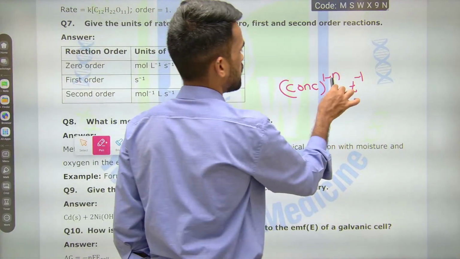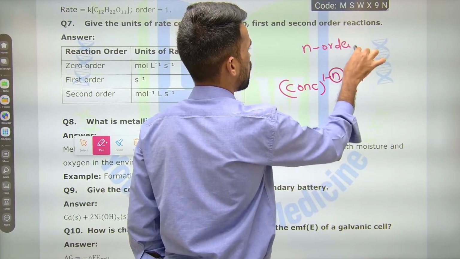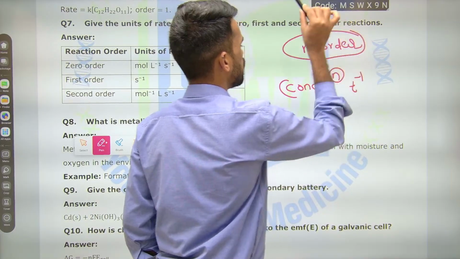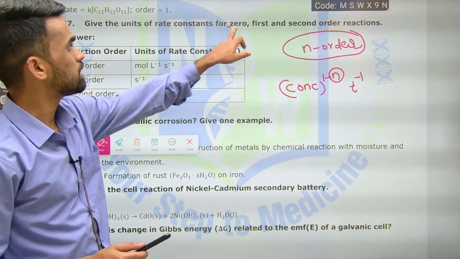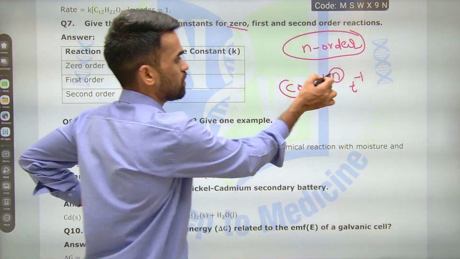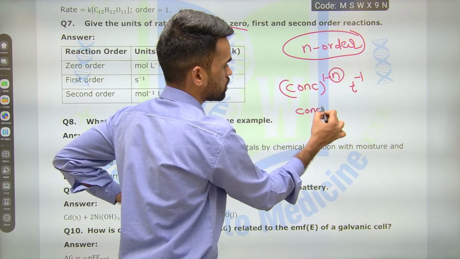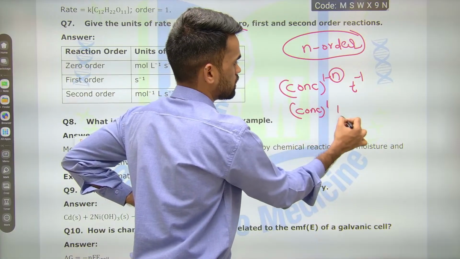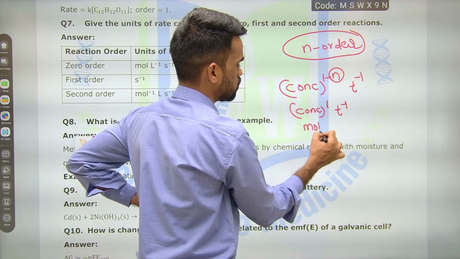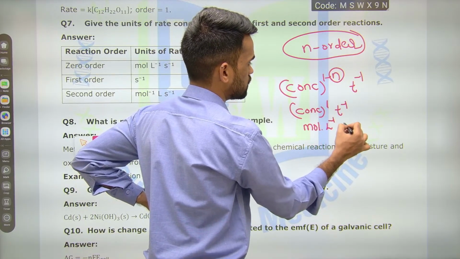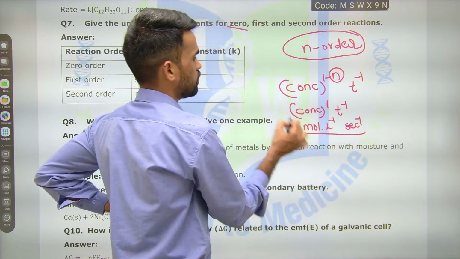So what does this n indicate? n indicates the order of the reaction, so it is applicable for all types of orders. For example, here they are saying zero order, so put n value 0. Concentration to the power 1 minus 0, that is 1, time inverse. Concentration is given as mole per liter, time is in seconds, so second inverse. This is for zero order reaction.